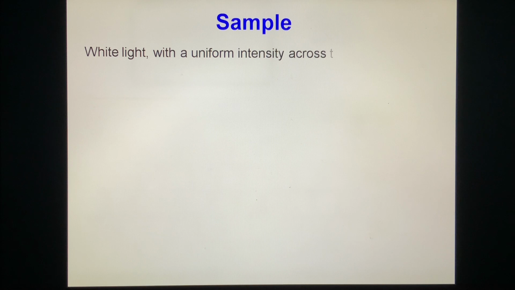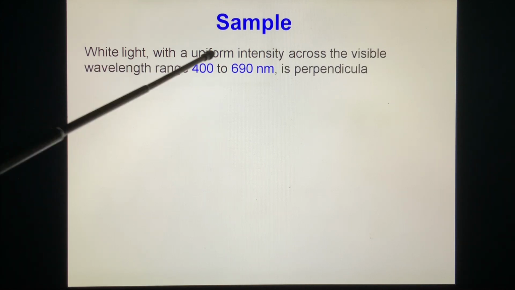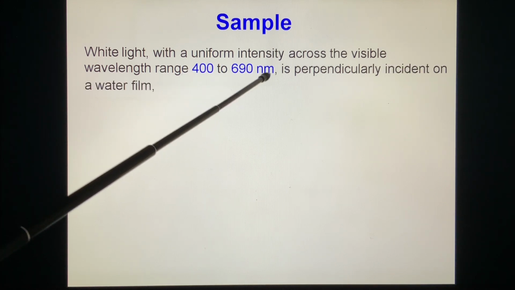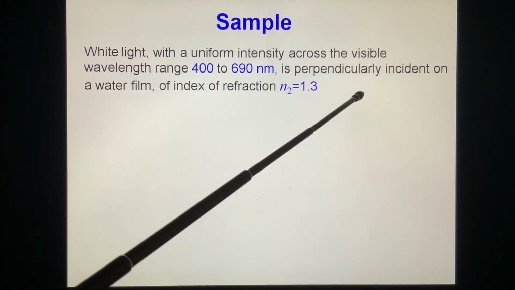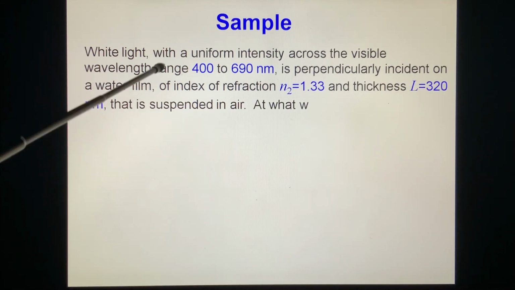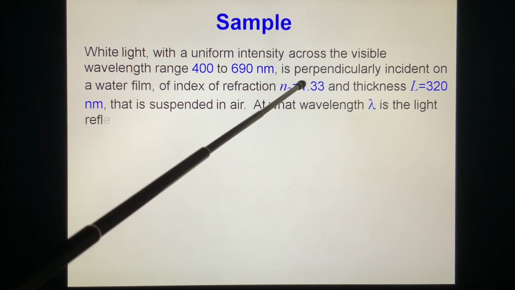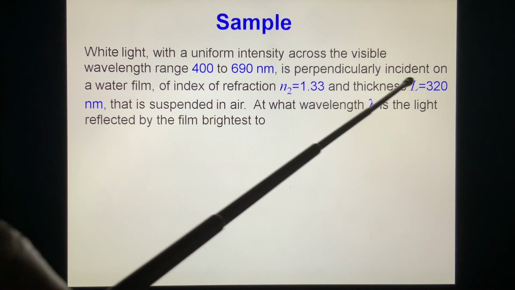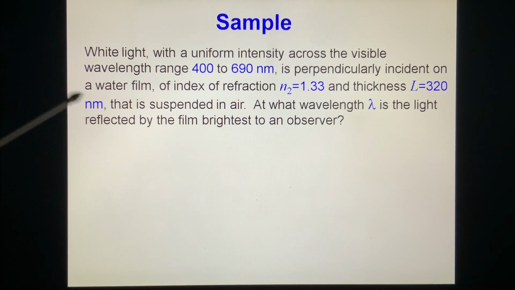White light with a uniform intensity across the visible wavelength range, 400 to 690 nanometers, is perpendicularly incident on a water film. This film is water, of index of refraction n2 = 1.33 and a thickness L = 320 nanometers, suspended in air. At what wavelength lambda is the light reflected by the film brightest to an observer?